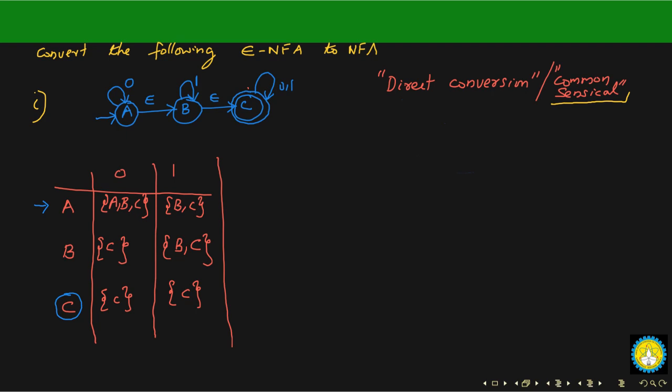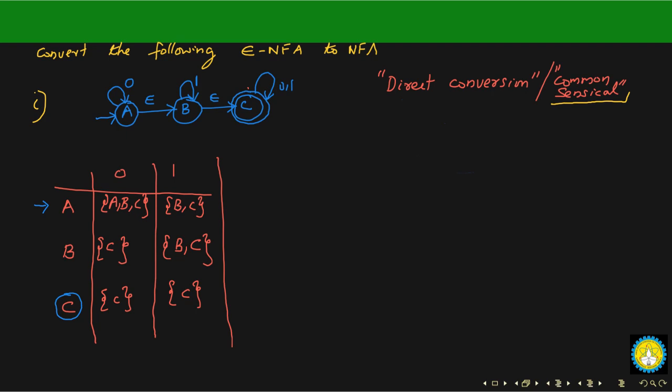So look at here. You can reach C just by epsilon moves from A, and similarly also from B. In such a case, we can say that A and B are also final states. It means that all the states from which the final state can be reached via epsilon transitions are also final states in your NFA.